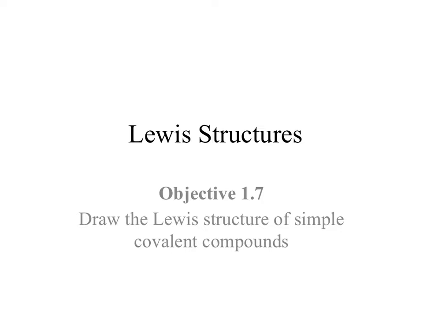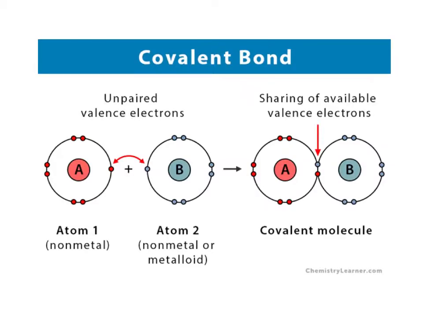So what we're going to do today is to talk about how we draw the Lewis structure of simple covalent compounds. This is a way for us to represent the structure of a covalent compound, which shows how the atoms are bonded to one another. To start with, we need to understand what we mean by a covalent bond.